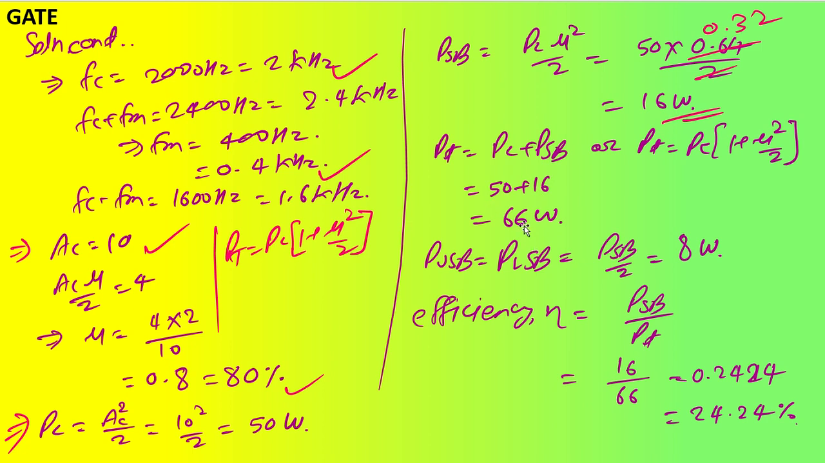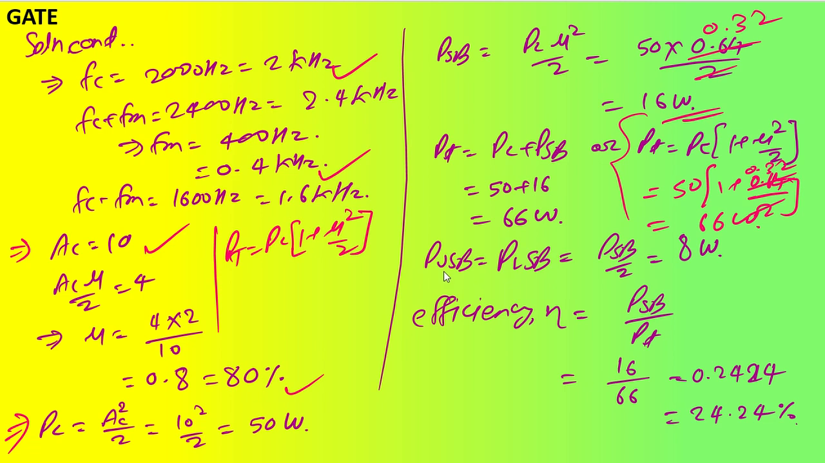Okay, so if you calculate from this formula, what will happen? PC, that is 50 into 1 plus 0.64 divided by 2. Mu square is 0.8 square, that is 0.64. So this will be 0.32. So 1.32 multiplied by 50. Okay. So 1.32 multiplied by 50 is how much? That is 66 watt. Okay. So both the formulas you can utilize.